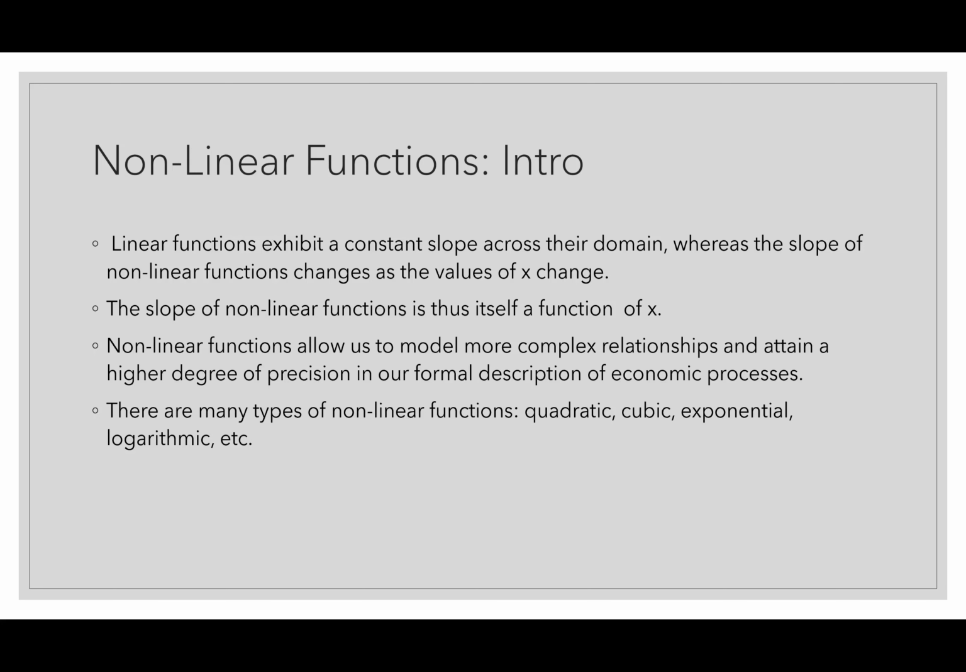Now, we also discussed that the domain of functions is the set of possible values that x takes, and the range of the function is the set of possible values that y takes. And when we dived into linear functions, we saw that linear functions are analytically simple because they feature a constant slope that doesn't change as you move across the domain, and therefore, you can easily graph them by identifying two points in a function and just drawing a straight line passing through those two points.